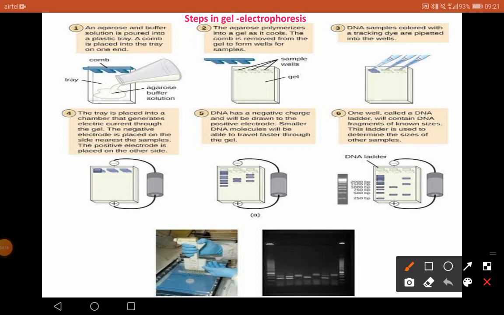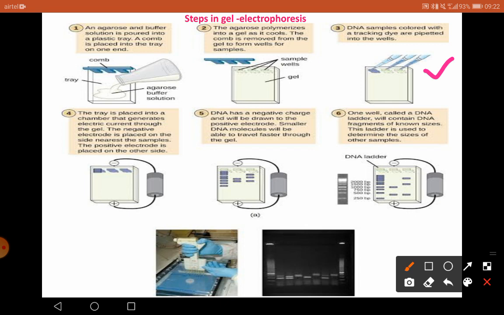The DNA samples, colored with a tracking dye, are pipetted into the wells. Then the tray is placed into a chamber that generates electric current through the gel. The negative electrode is placed on the side nearest to the samples. The positive electrode is placed on the other side. We have to always remember that.